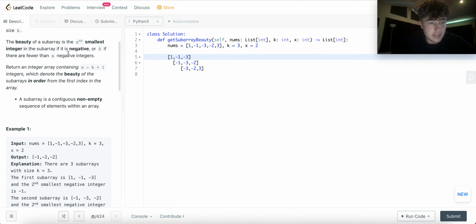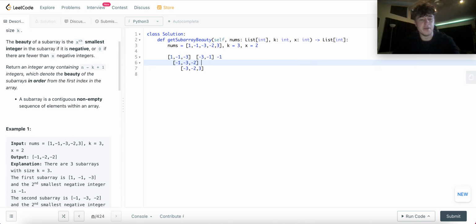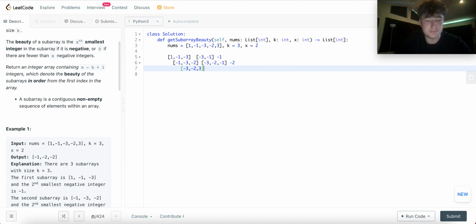So the xth smallest value in this that's negative, because if there are fewer than x negative integers, we don't want to return a positive one. In this array, the negative integers are -3 and -1. So the second smallest one is -1. Sorry, for this one, the smallest is -3. The next smallest is -2. The next smallest is -1. So our second smallest is -2.